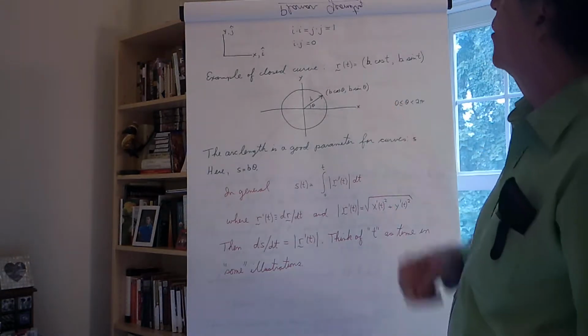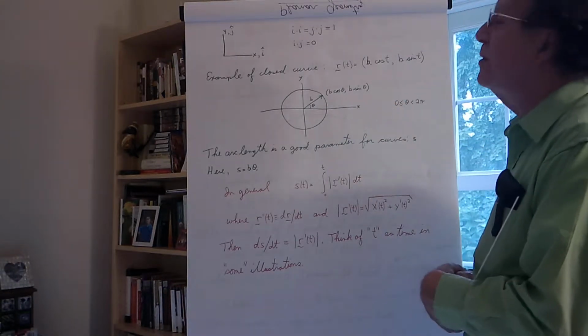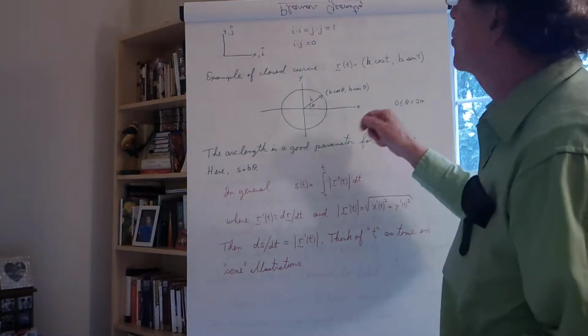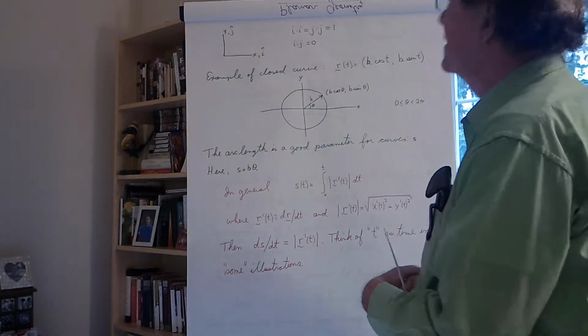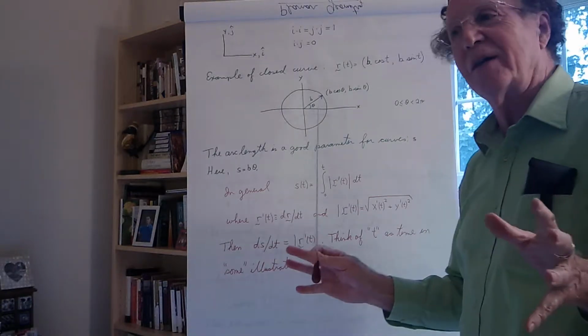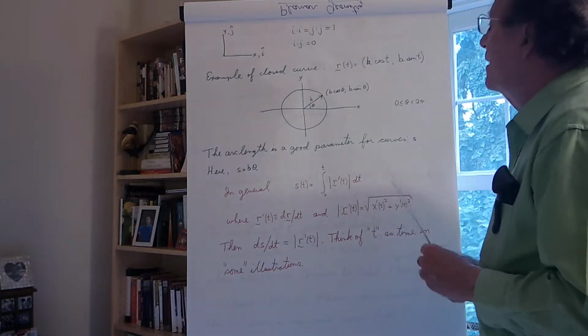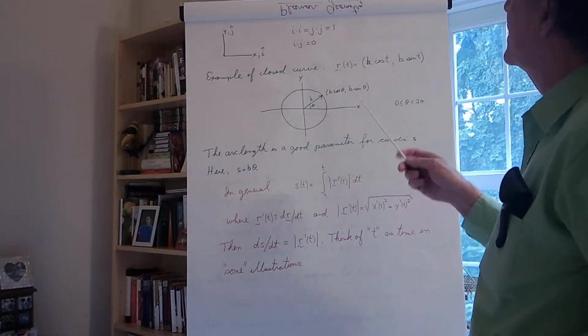I'll put a hat over the symbol to indicate a unit vector. It has a unit length. Sometimes I'll put a squiggle or an arrow over it. I'm not going to be terrifically consistent about those things, but I think the notation will be clear enough.